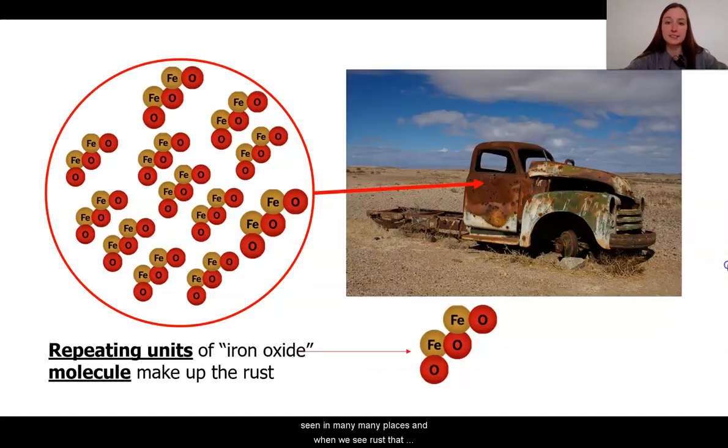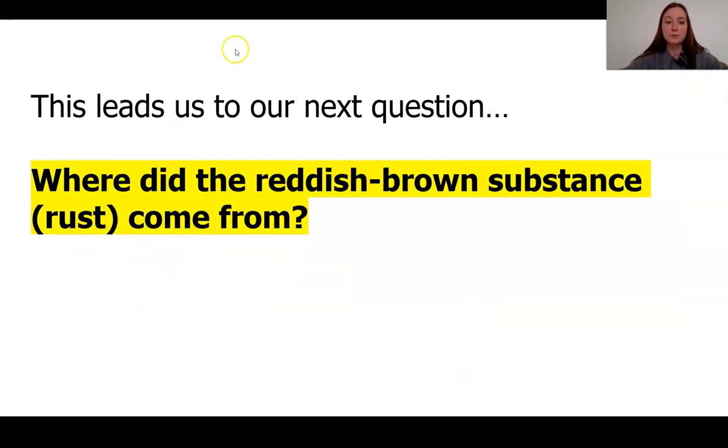And when we see rust, that means that there are tons and tons of these repeating units of this iron oxide molecule that contains the iron and the oxygen, right? It must mean that there are many, many repetitions of this molecule in a collected area.